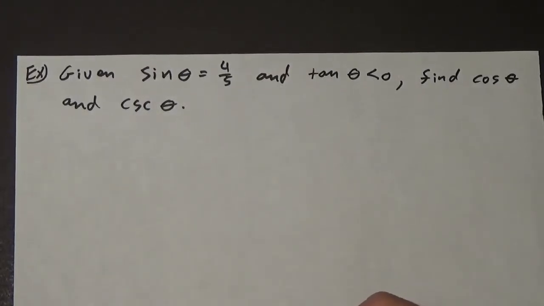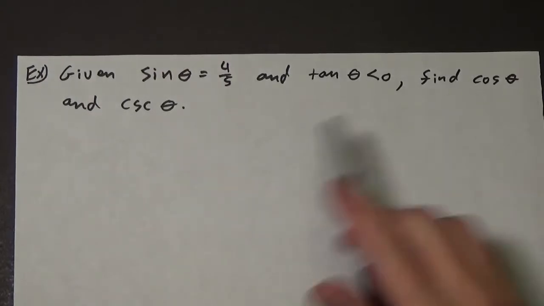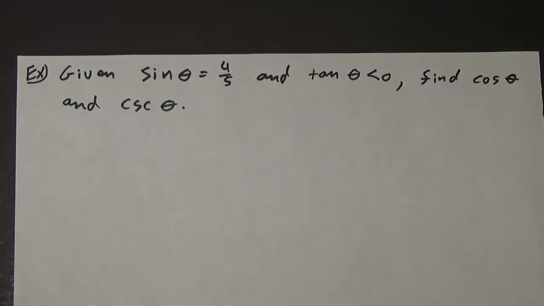Let's look at another example of using our reference triangles to find trig functions. So we're given that the sine of theta is 4 over 5 and the tangent of theta is less than 0. And we want to find the cosine of theta and the cosecant of theta.